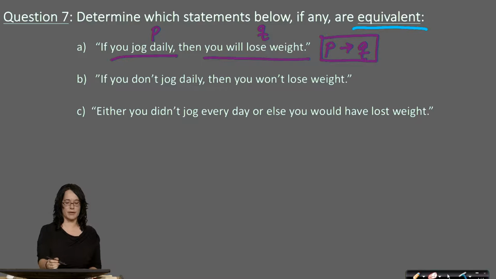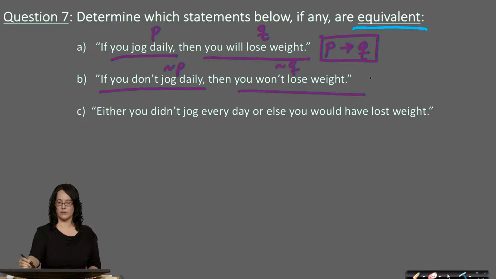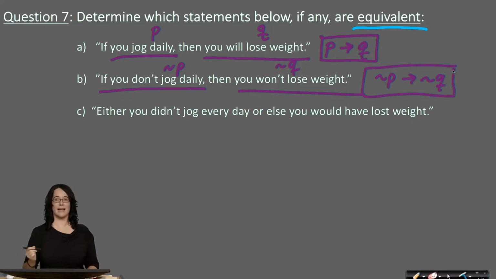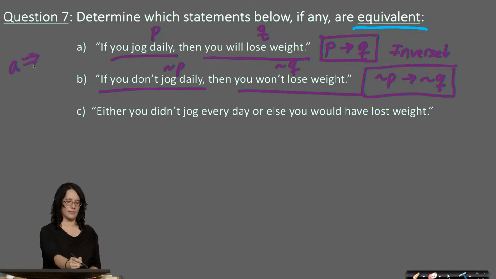Take a look at our second statement here. It says, if you don't jog daily, so that's like the negation of P, then you won't lose weight. That would be like the negation of Q. So this statement in symbols would say, not P, then not Q. Another if-then statement, right? Is that the same as the original in part A? Are A and B equivalent? No. These are what we call inverses. So this is the inverse of the original statement. Those are not equivalent. Okay, so we already know A is not equivalent to B.